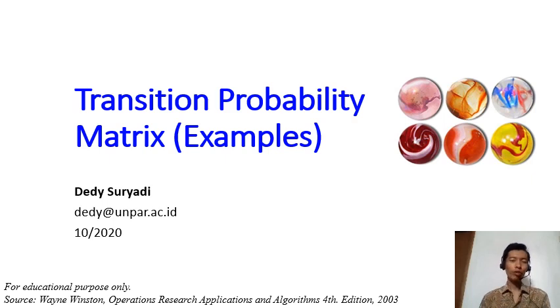In the previous video, we talked about the difference between a Markov chain and a stochastic process, and we also talked about the transition probability matrix. Now in this video, we are going to look at some problems where we try to create the transition probability matrix. So let's start.